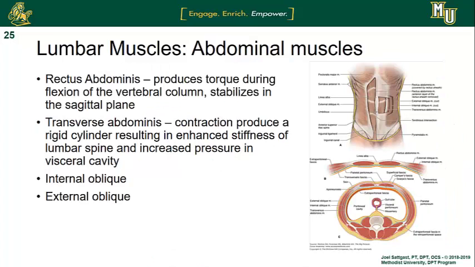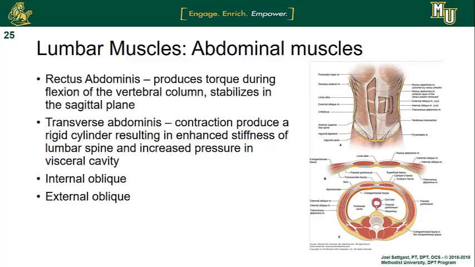Finally, we get to the abdominal muscles, which again are a group of muscles that are made up by the rectus abdominis, the transverse abdominis, internal and external obliques. Rectus abdominis produces a torque during flexion of the vertebral column and really is a sagittal plane stabilizer, while transverse, internal, and external oblique function in multiplanar motions.